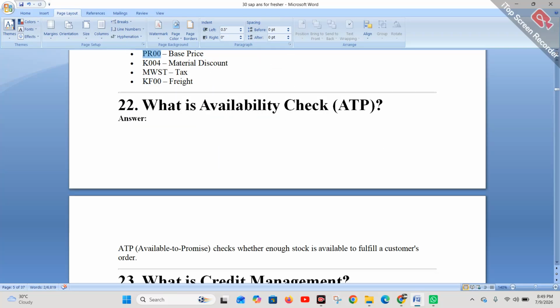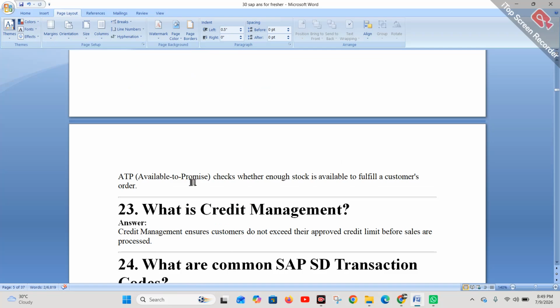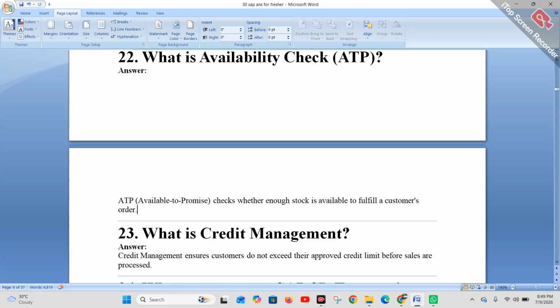What is the availability check? Availability check checks whether enough stock is available to fulfill the customer's order. If the customer gives an order of 100 products, then 100 products should be available. So for that purpose, available to promise checks whether the amount of stock is available in the storage location or not.